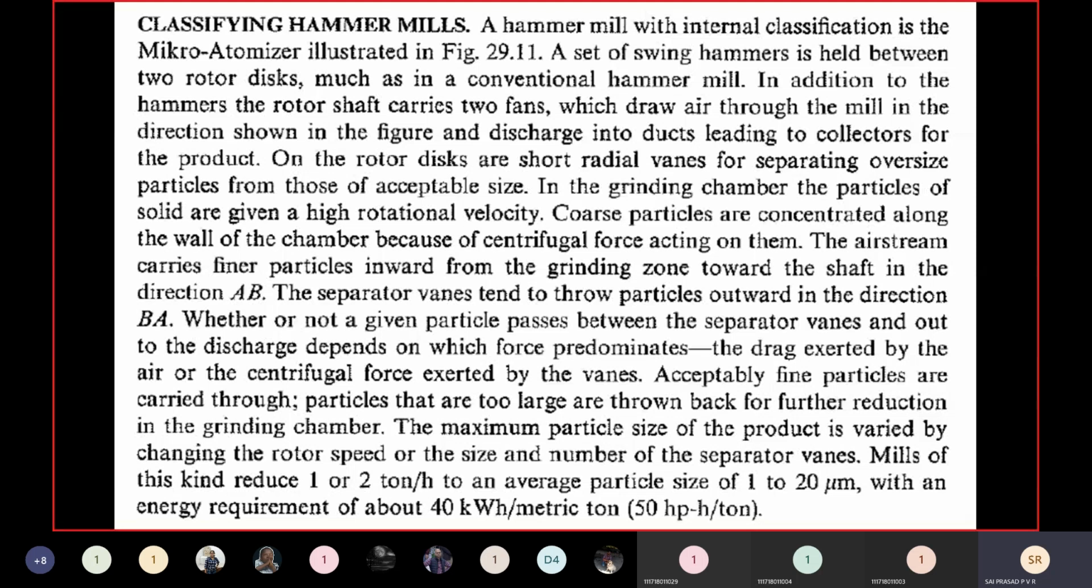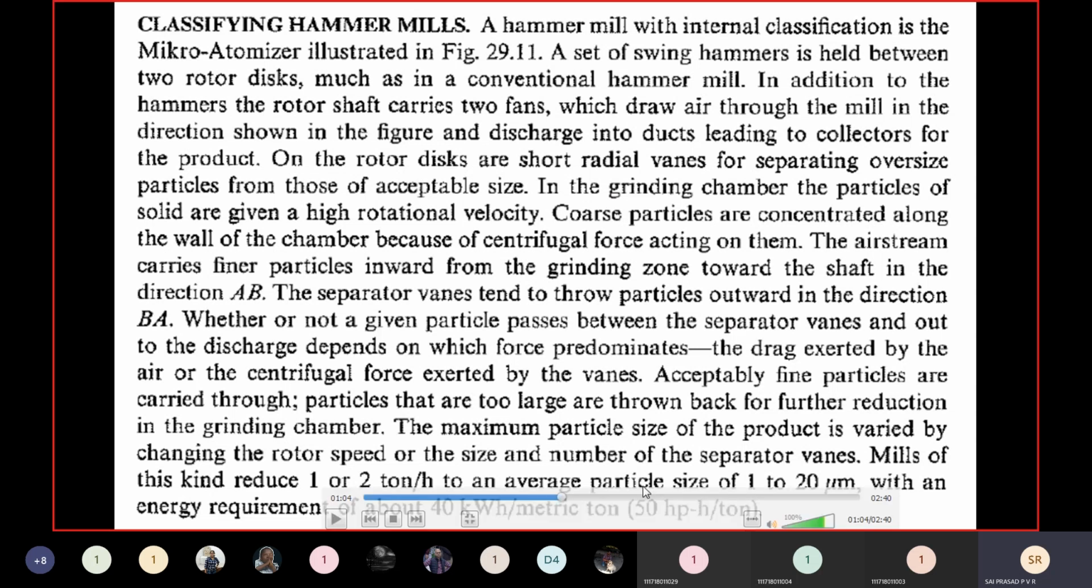Like that, the gap between the separator vanes and the metal of construction is a small gap, through which the air leaks. So as air leaks, if the particle is also smaller than this gap, it passes through it. This is the logic behind it. The airstream carries the fine particles inward from the grinding zone towards the shaft in the direction A to B. The separator vanes tend to throw the particles outward in the direction B to A. Which particles? Particles whose sizes are more will be traveling in the direction B to A, whereas the smaller particles will be traveling in the direction A to B.